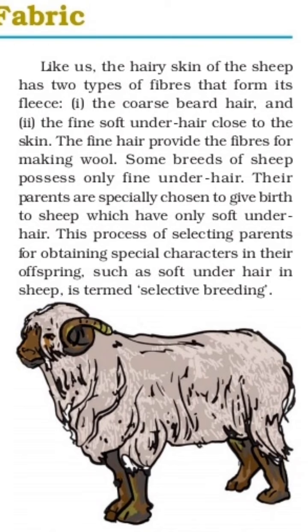The process of selecting parents for obtaining special character in their offspring. In this process they select two parents, male parent and female parent. From them they select the parent which has a special character, and this character they find in the offspring, such as soft under hair in the sheep. This is termed selective breeding.